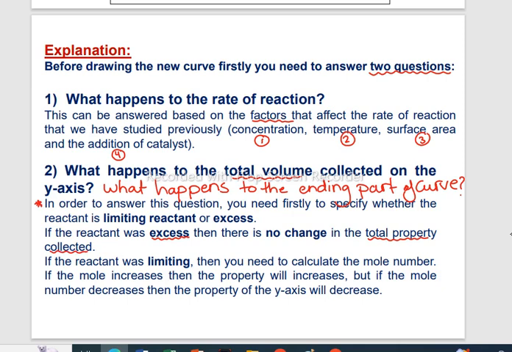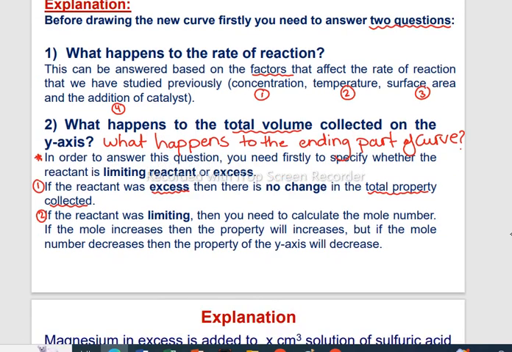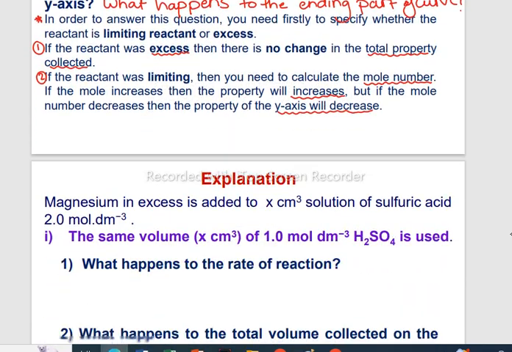Now, if the reactant was a limiting reactant, this is the second situation. We need to consider the calculations of mole number of this limiting reagent. If the mole number increases, then the property will actually increase. But if the mole number decreases, then the property on the y-axis will decrease. Now we're going to see how we can apply on these 2 questions.